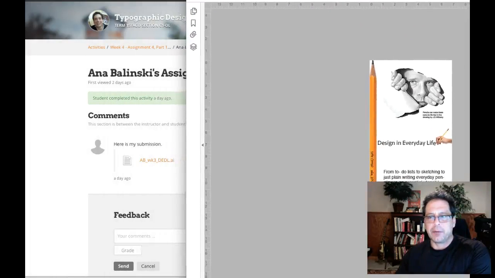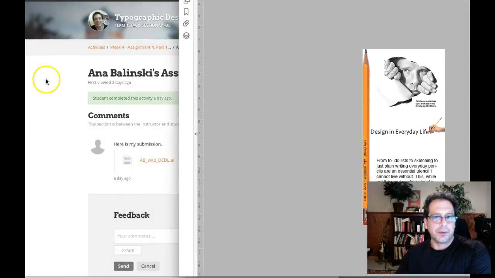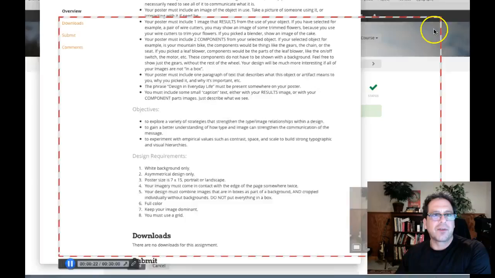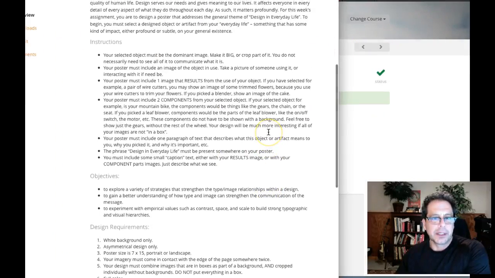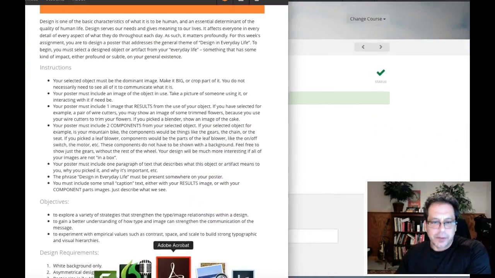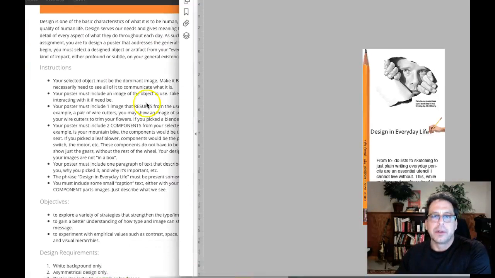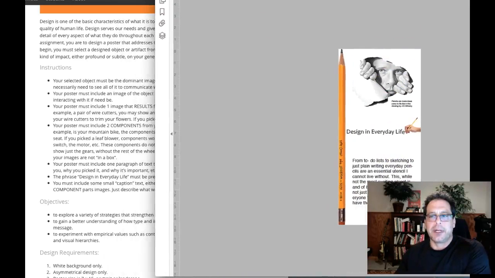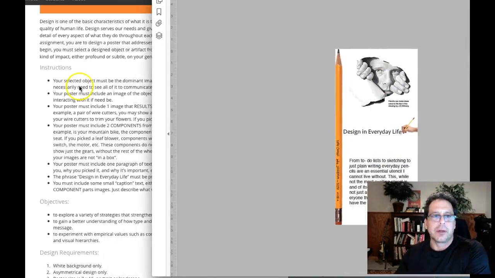I'm going to move that over right there, and I want to open the project specs in a new window so that we can take a look. Okay, so where did you go? There you are. Okay, so we have your poster in this area, and then we have the project specs over here.